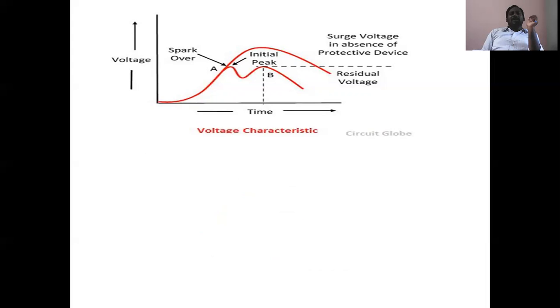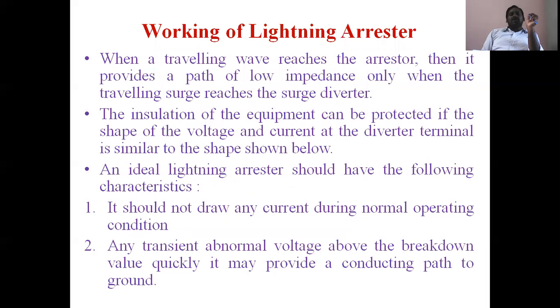Then what are the main characteristics of an ideal lightning arrester? First, it should not draw any current during normal operating conditions. Second, if any transient abnormal voltage above the breakdown value exists, it should quickly provide a conducting path to ground. These are the basic characteristics required for any lightning arrester which can be used as a protection against lightning strokes.